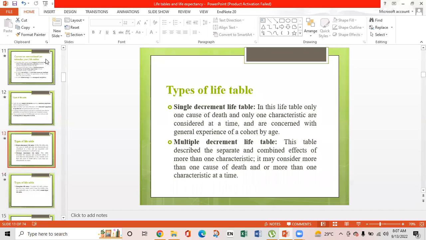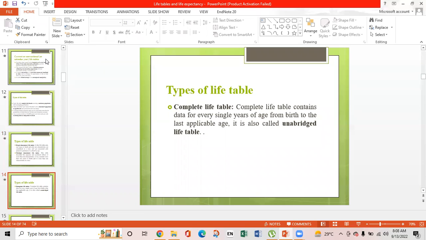Types of life tables are two, like single decrement life table and multiple decrement life table. In a single decrement life table, only one cause of death and only one characteristic are considered at a time and are concerned with the generation experience of a cohort by age. While in multiple decrement, the table describes the separate and combined effects of more than one characteristic. It may consider more than one cause of death or more than one characteristic at a time.